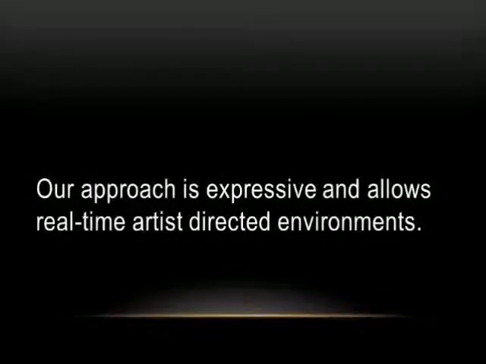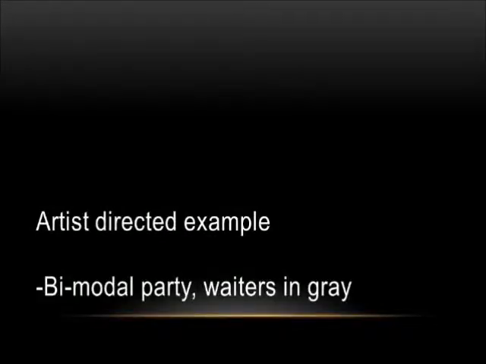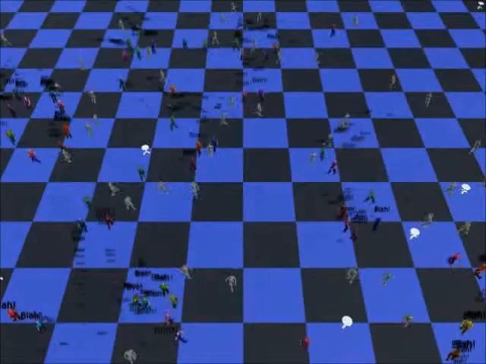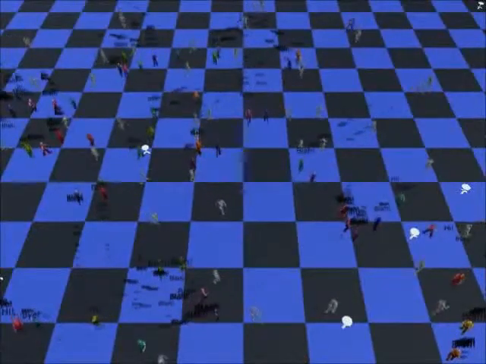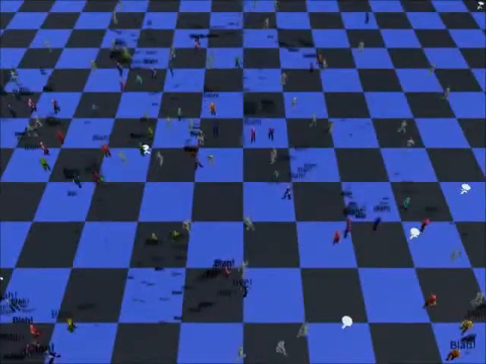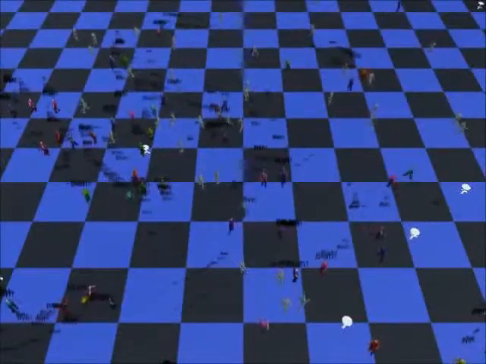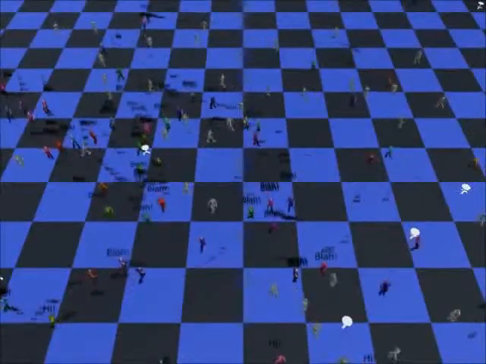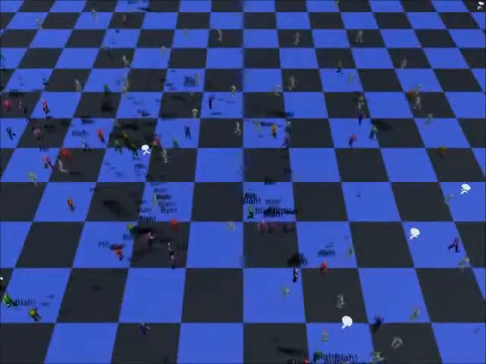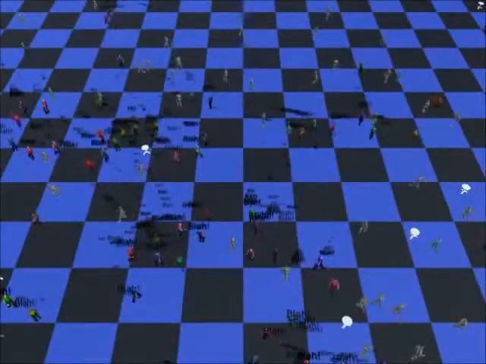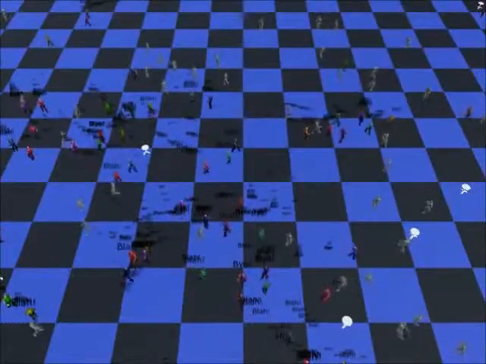Our approach is very expressive since it can create a variety of social scenes in an artist-directed way. In this scene, we use the artist-directed nature of our algorithm to create a party environment. The highlighted agents are the partygoers, and they socialize with other partygoers. The gray agents are the waiters, and they do not socialize. Notice that this creates a much different social environment than our earlier park scenarios. As this scene shows, making changes to the social environment with our algorithm is very easy.